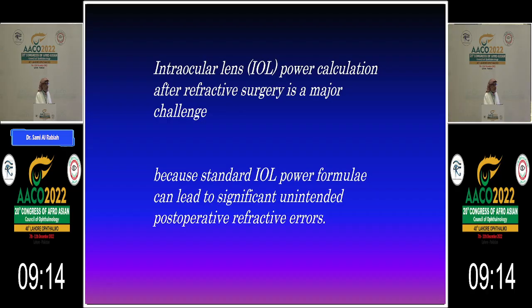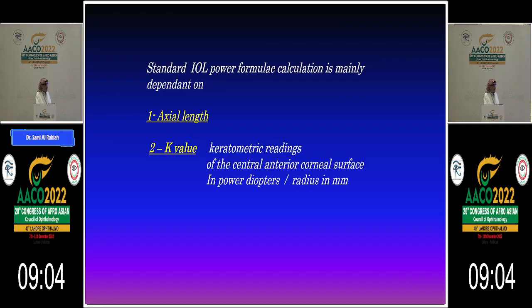IOL calculation post-laser vision correction is really a challenge. It's a major challenge. Most of the formulae we use end up with surprises. And why is that surprise? Let us just go simply. If you want to do a cataract for a simple patient, you ask your resident, please do biometry. And to do biometry, he does two things: axial length measurement as well as the K-value measurement. And then he puts these in, and simply he gets the formula, right?